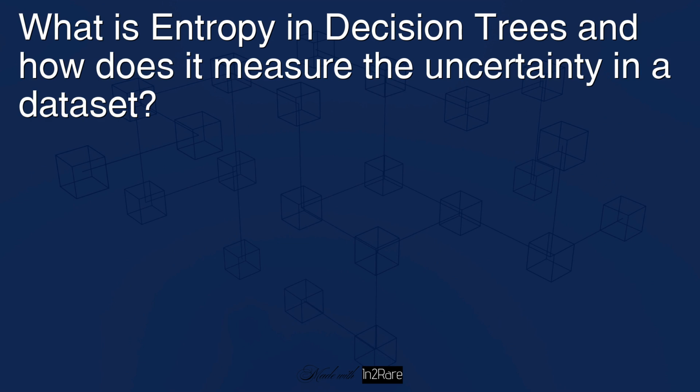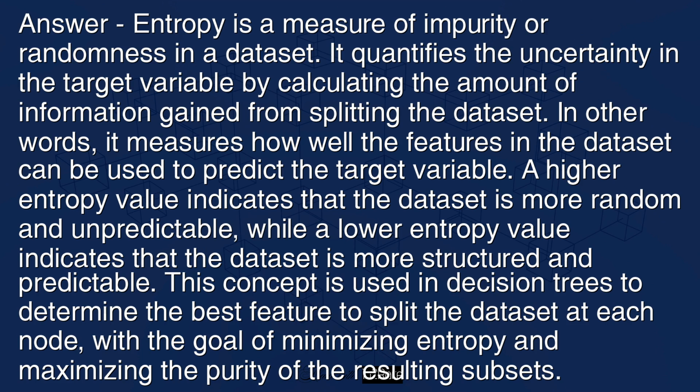What is entropy in decision trees, and how does it measure the uncertainty in a dataset? Answer: entropy is a measure of impurity or randomness in a dataset. It quantifies the uncertainty in the target variable by calculating the amount of information gained from splitting the dataset. In other words, it measures how well the features in the dataset can be used to predict the target variable.